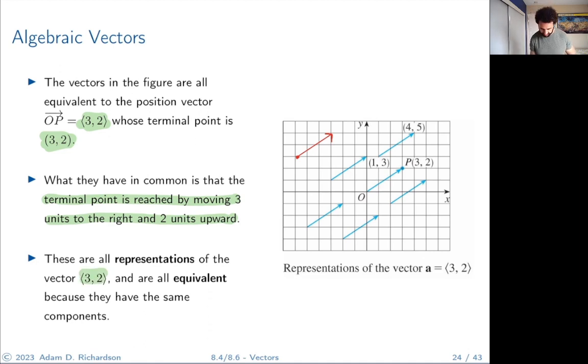They're representations of the vector 3, 2. The vector 3, 2 says, hey, go to the right 3 units and then go up 2 units. That's a vector. That's why these are all equivalent vectors and they have the same components.